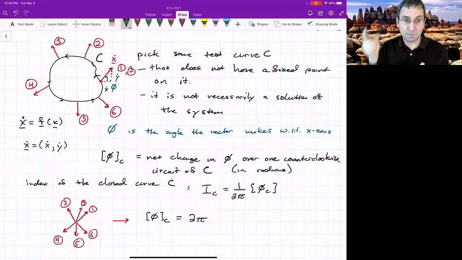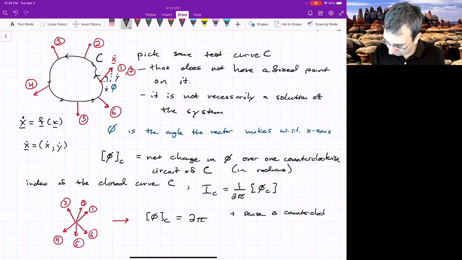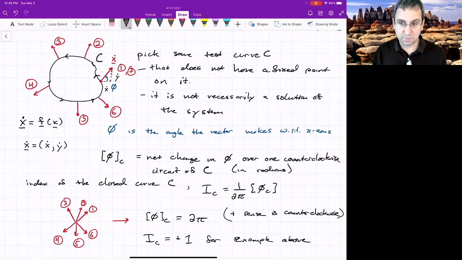So the positive sense is counterclockwise, just like the way that we traversed it. So that means the index is +1, for example, above. For that closed curve and that vector field.